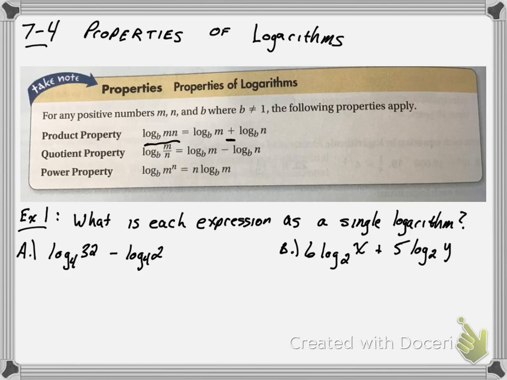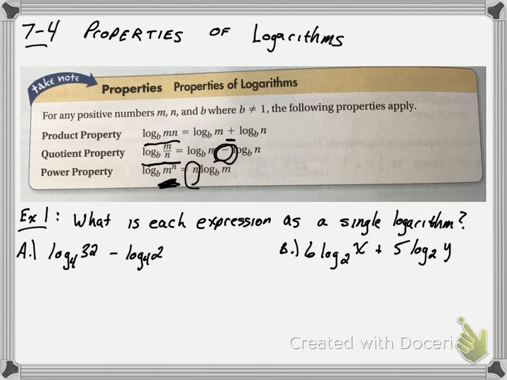Okay, quotient property: when you divide, it ends up becoming subtraction. So subtraction and division are paired. And then power property: so to a power ends up becoming multiplication. That n comes out in front and becomes multiplication.